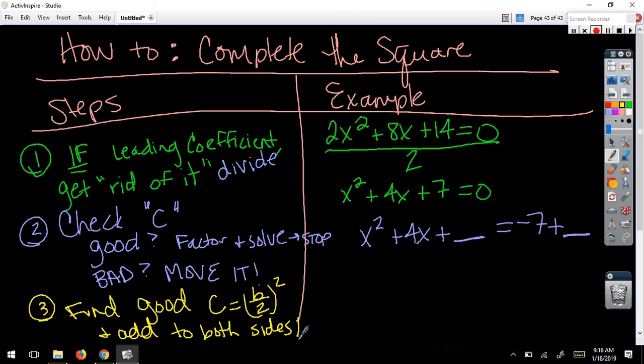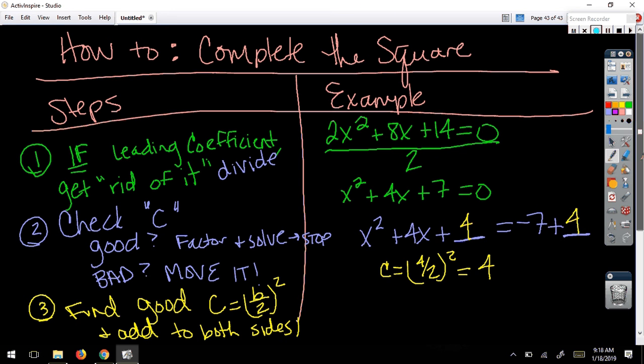Am I going too fast? It's 4. You're exactly right. So here my good C would be, if I took 4 and divided by 2 and squared it, it would be 4. It's got to go here, and it's got to go here. Now it's an easy solve from here. It's all downhill from this point.